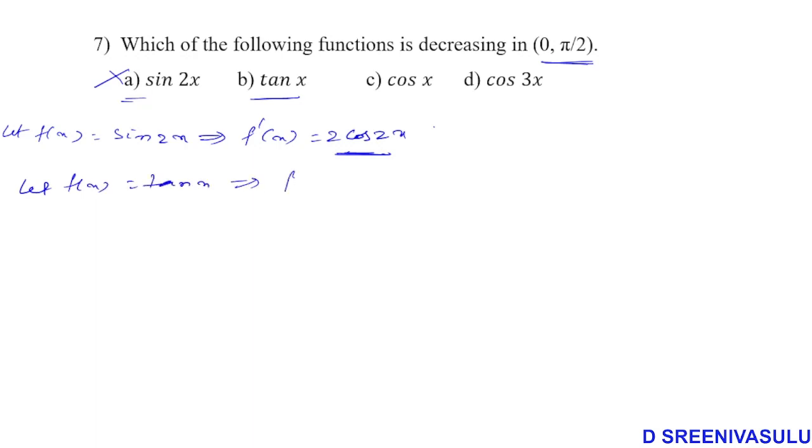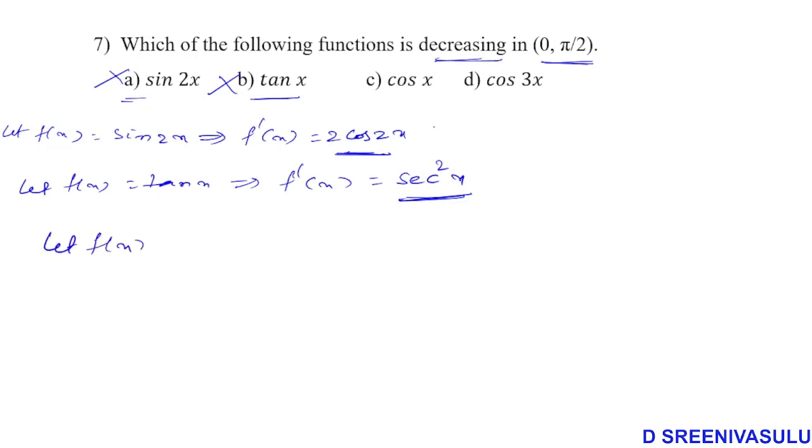Then f dash x is secant square x. Whatever number x is, the square is positive. Positive means increasing. This is also not the correct answer because we want to find out decreasing. Next, let us see the C part.